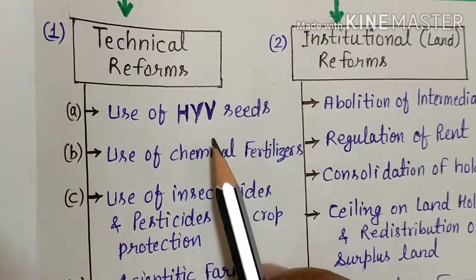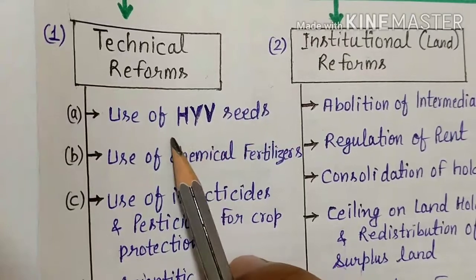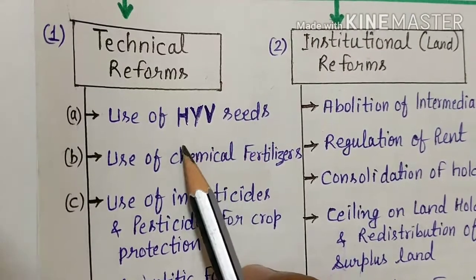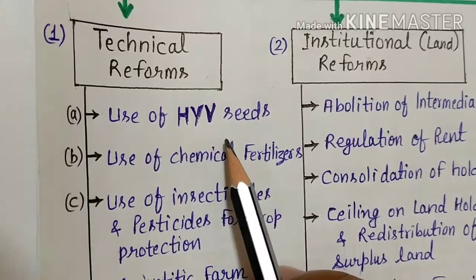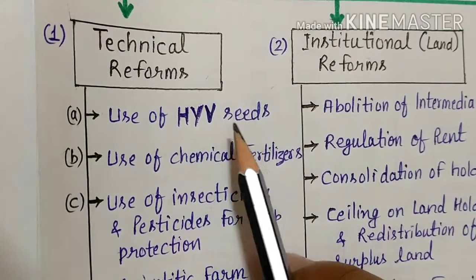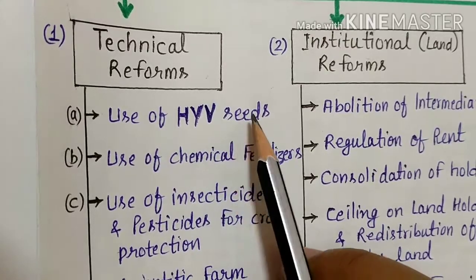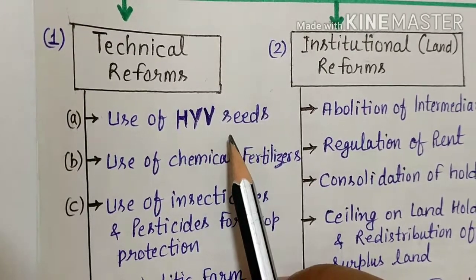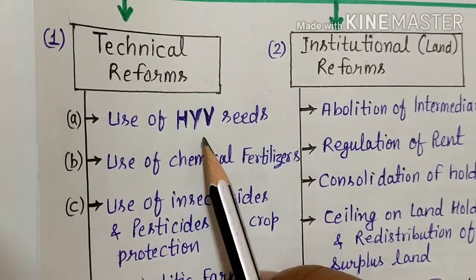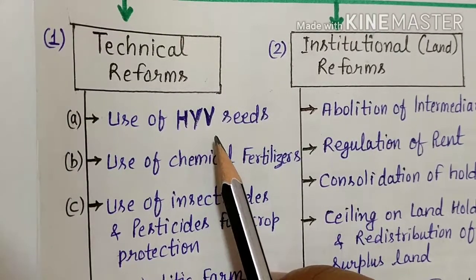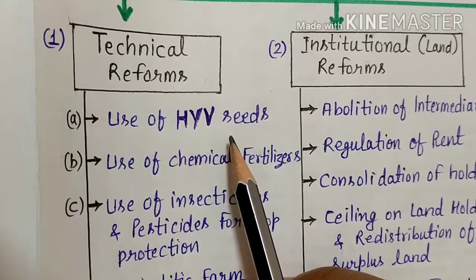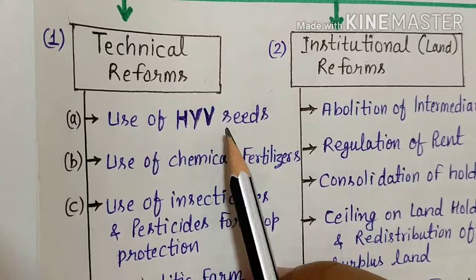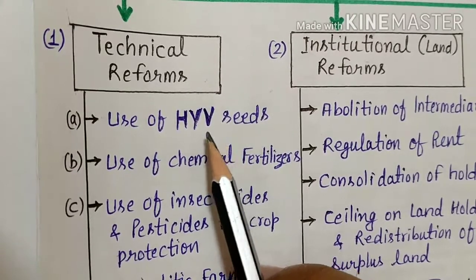Now what is the meaning of HYV here? HYV stands for high yielding variety seeds. This is especially related to wheat, bajra, rice, maize, jowar and cotton also, which led to a substantial rise in crop productivity, because these are already high yielding varieties. These seeds work better than the normal seeds. That's why we can say that it brought the green revolution since 1965.